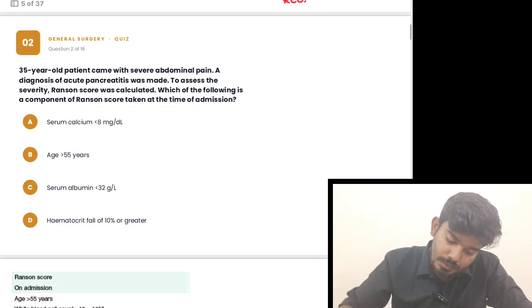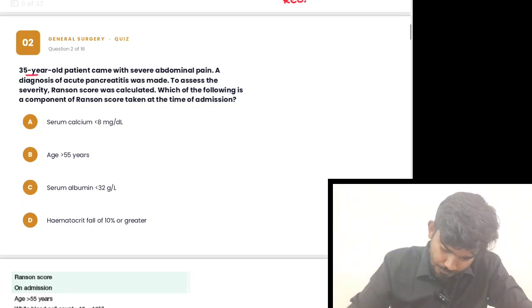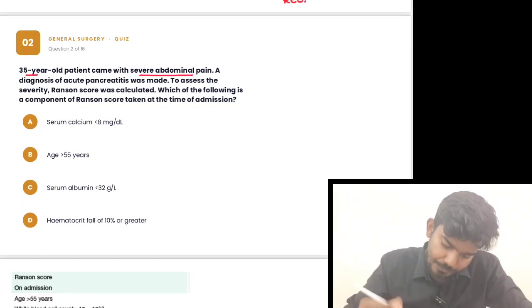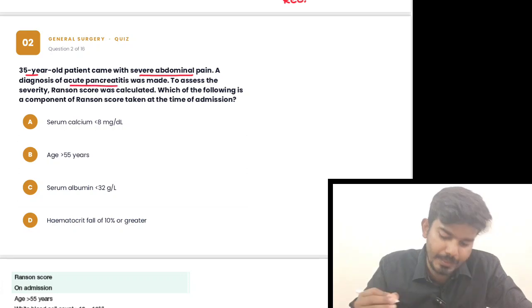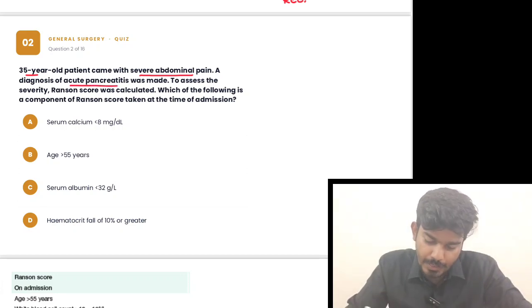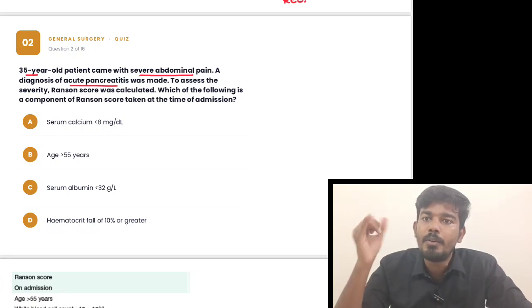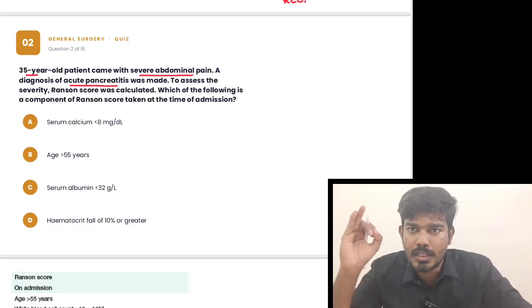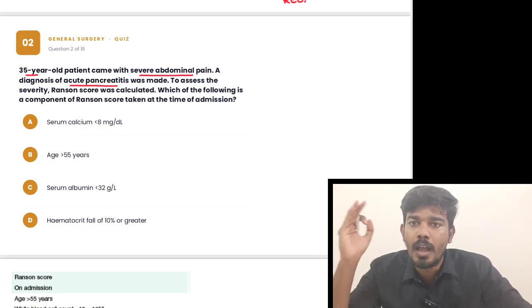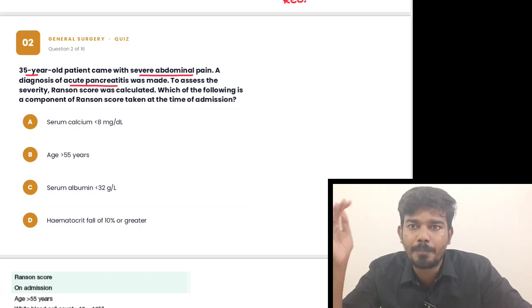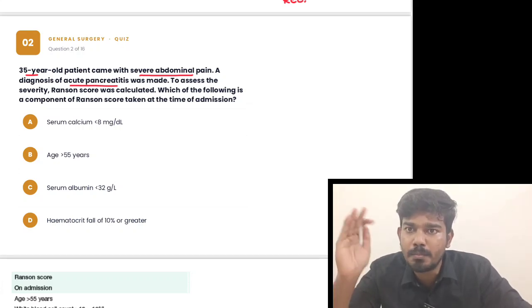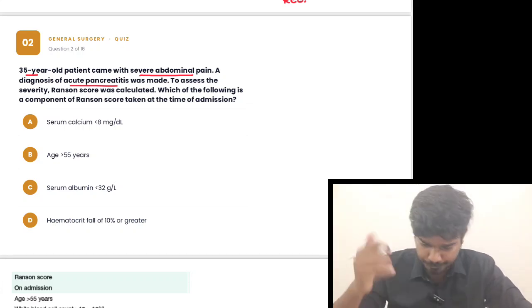Next, a 35-year-old patient came with severe abdominal pain. A diagnosis of acute pancreatitis is made. To assess the severity, Ranson score was calculated. Which of the following is a component of Ranson score at the time of admission? To assess severity, we have the Ranson score, Glasgow score, APACHE score, qSOFA, many scores. Of these, the important one is the Ranson score.